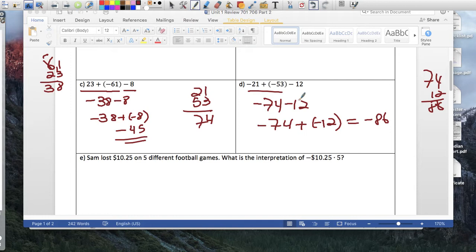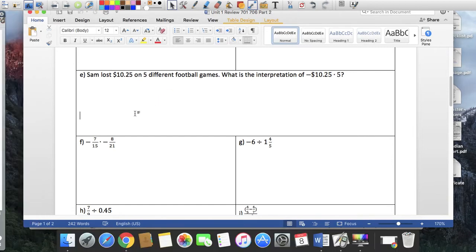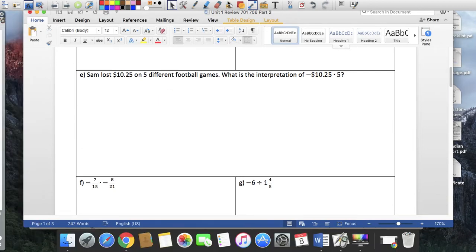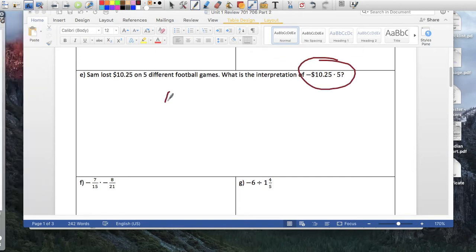Okay, wasn't that bad. So it says here, blah, blah, blah. He bet $10.25 on each bet, and he lost all of them. So what does that mean? What's the interpretation of this? Well, let's find out what that is.